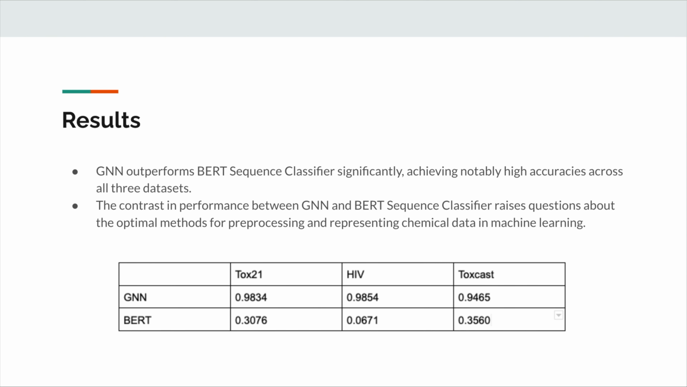Results. From the study, we found out that the graph neural network significantly outperforms the BERT sequence classifier and achieves really high accuracies across all 3 datasets. This raises questions about the optimal methods for pre-processing and representing chemical data using BERT. As you can see, the graph neural network got over 90% accuracy in all three data sets, whereas BERT received under 50% accuracy on all three data sets.